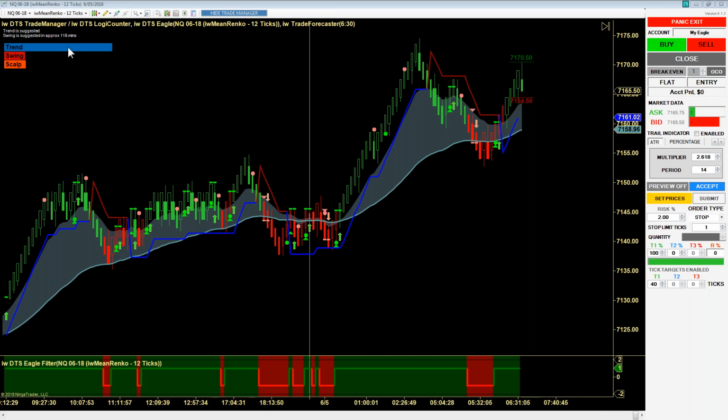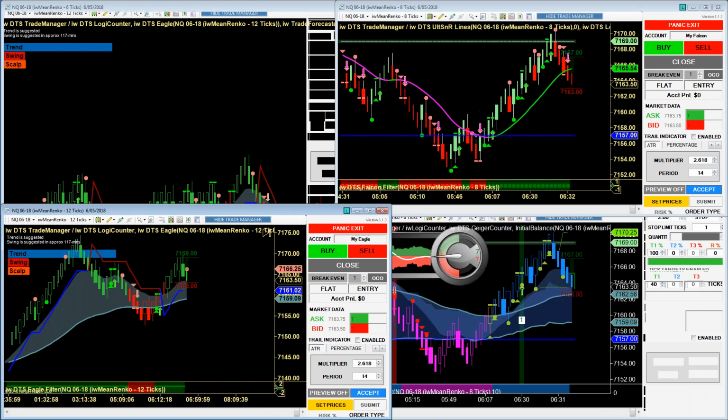The trade forecaster saying we're going to be in trend mode for about 2 hours this morning, which would be wonderful if it works out that way. We'll see. We'll just put that on the shelf here for now.